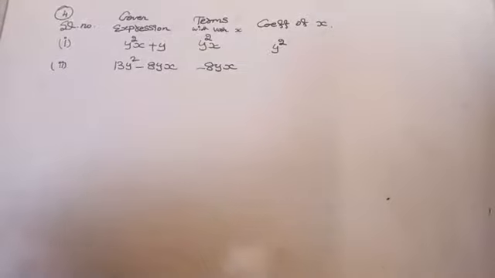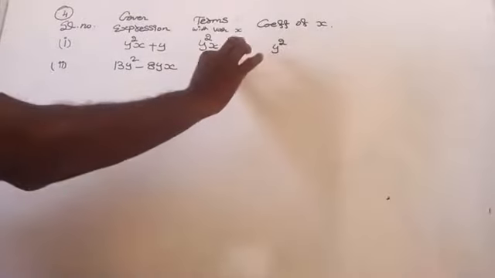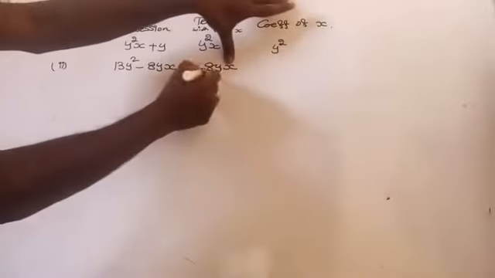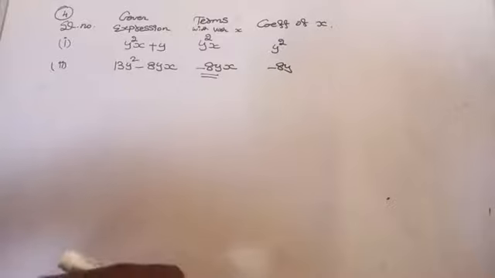Now what is the coefficient of x? Tell me. The coefficient of x is nothing but, leave this x, leave this one. So what do you have? Minus 8y. So the coefficient of x is minus 8y. Am I right here? Yes.